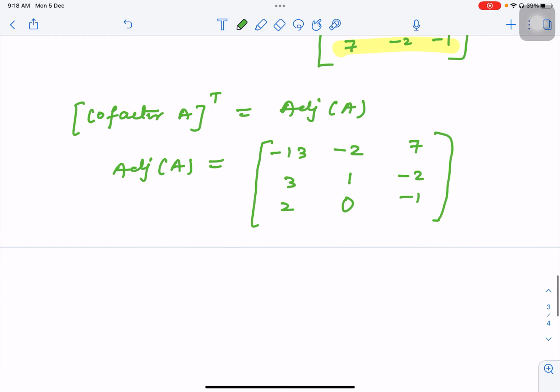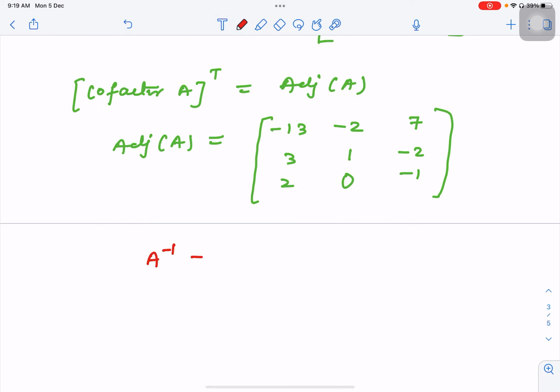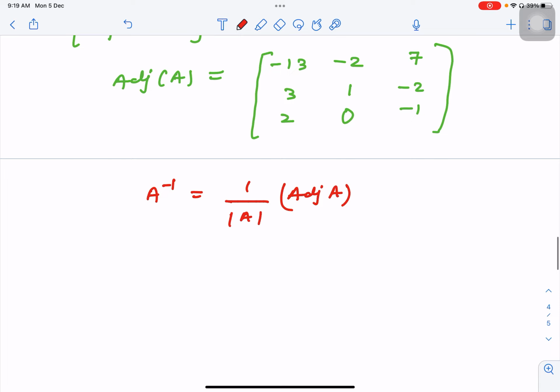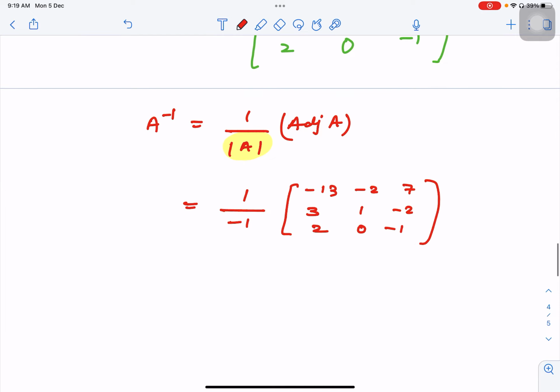Adjoint of a matrix. Now final step, I need to know the formula for A inverse, and the formula for A inverse is 1 upon determinant of A times adjoint of A. Since you are dividing by determinant, this number should not be equal to 0, because if this becomes 0, the value becomes undefined. So क्या हो जाएगा? 1 upon, we found determinant as minus 1 if you remember, and then we write the adjoint matrix, which is minus 3, minus 2, 7, 3, 1, minus 2, 2, 0, minus 1.